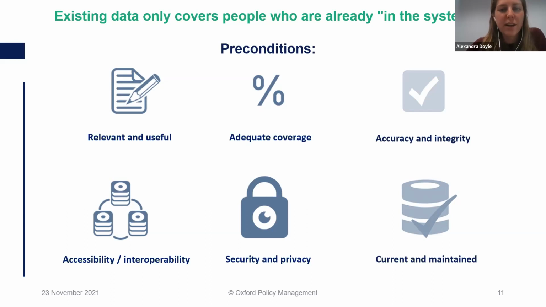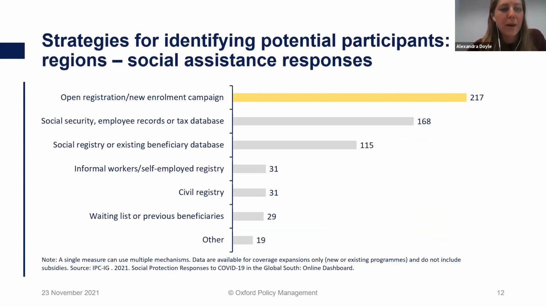So this meant that several countries established other mechanisms to collect data or complemented existing data with new registration and outreach mechanisms. And you can see this in the graph on the next slide. So this yellow bar shows the scale of these open registration or new enrollment campaigns that took place across many of the interventions in these three regions. And this also included on-demand approaches, which was something that was quite rare prior to COVID-19.